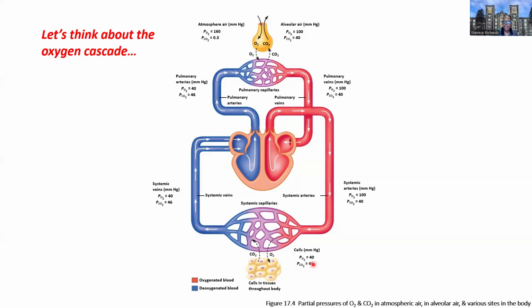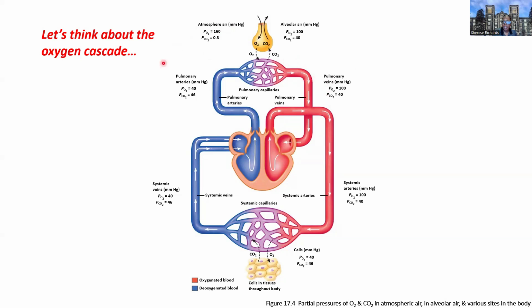The opposite exists for CO2. We have a partial pressure of CO2 at 46 at the tissue capillary beds, and then it is at 40 in the alveolus, which drives CO2 movement in the opposite direction, from high at the tissue level to low at the alveolar level, and then even lower out here at the atmosphere. So these individual partial pressures are essentially driving the movement of the gases in opposite directions based upon their individual gradients.